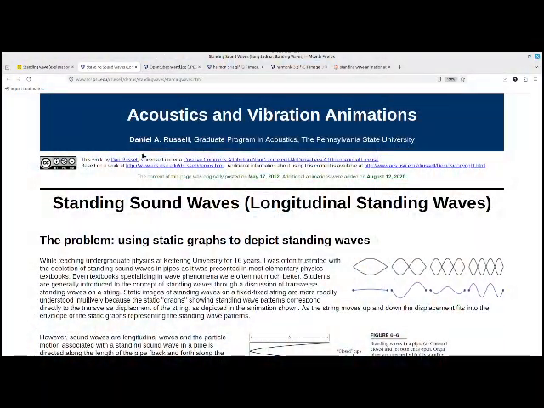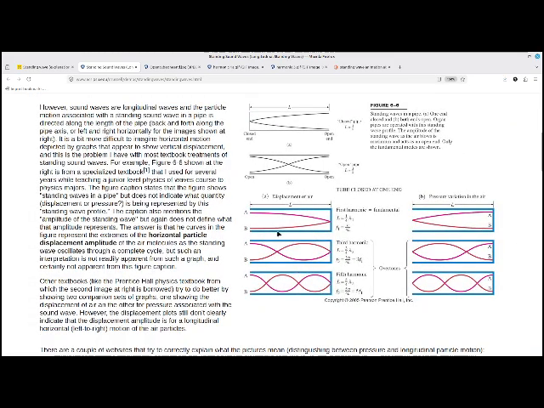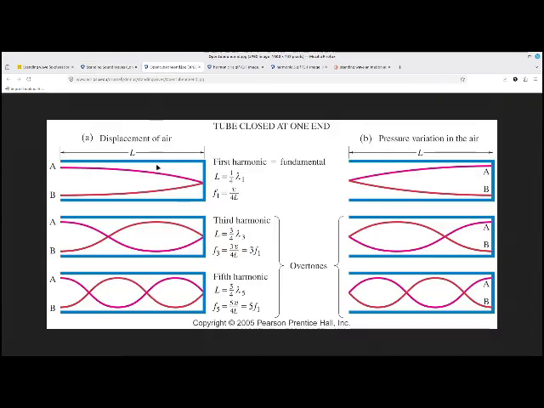Now I'm going to go to another website. This is a website by Dan Russell. He's a physicist working at Penn State University in the United States. And this is a physics program, and it's just about standing waves. So we're going to start with this illustration here, which I'll zoom in on.